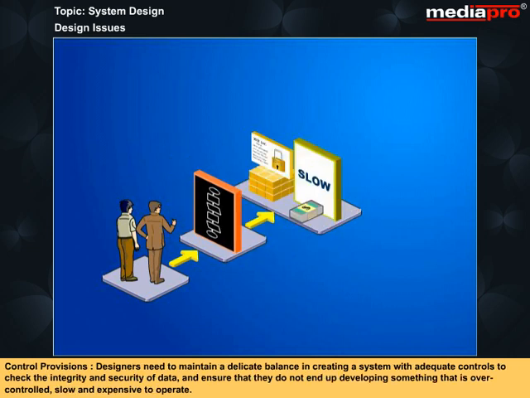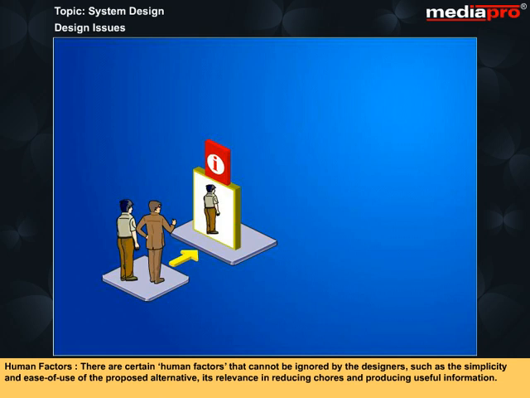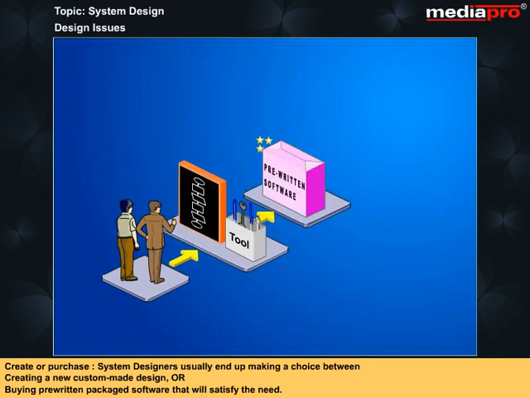Control provisions. Designers need to maintain a delicate balance in creating a system with adequate controls to check the integrity and security of data and ensure that they do not end up developing something that is over-controlled, slow, and expensive to operate. Human factors. There are certain human factors that cannot be ignored by the designers, such as simplicity and ease of use of the proposed alternative, its relevance in reducing chores and producing useful information. Create or purchase. System designers usually end up making a choice between creating a new custom-made design or buying pre-written packaged software that will satisfy the need.